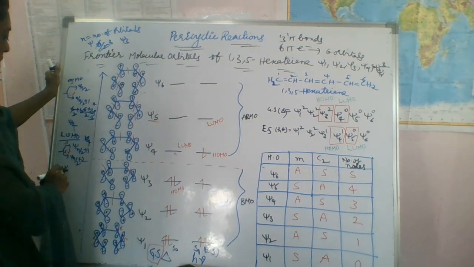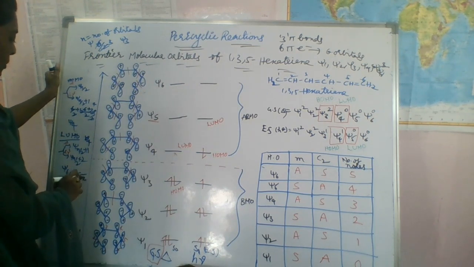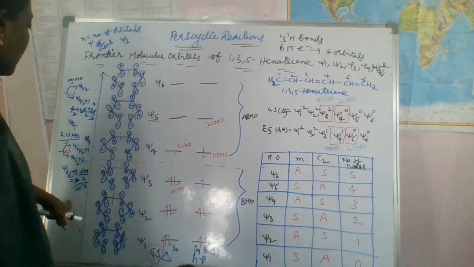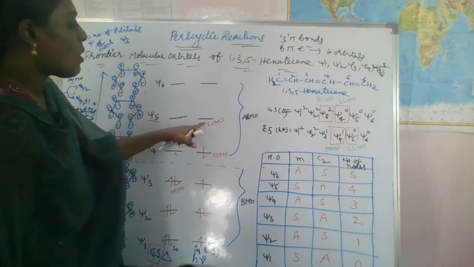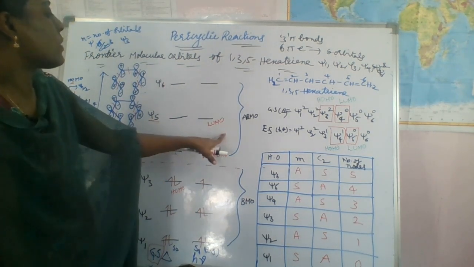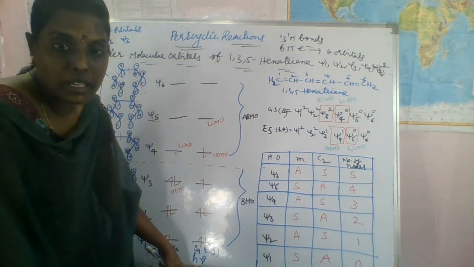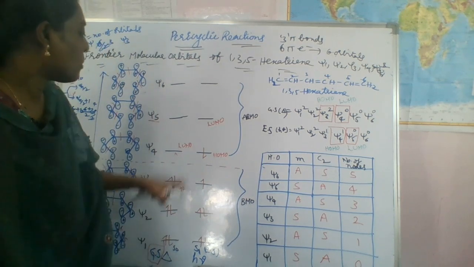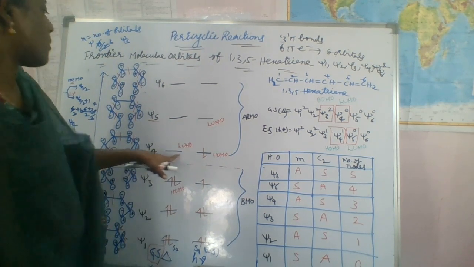And what is the value for photochemical? Psi n by 2 plus 2, that is 6 by 2 plus 2, which is 6 plus 4 means 10 by 2, equal to 5. So for the photochemical condition, what is the LUMO? Psi 5. See here, psi 5 is the LUMO for the photochemical condition, the h nu condition, right? And for the thermal condition, the LUMO is psi 4, right?